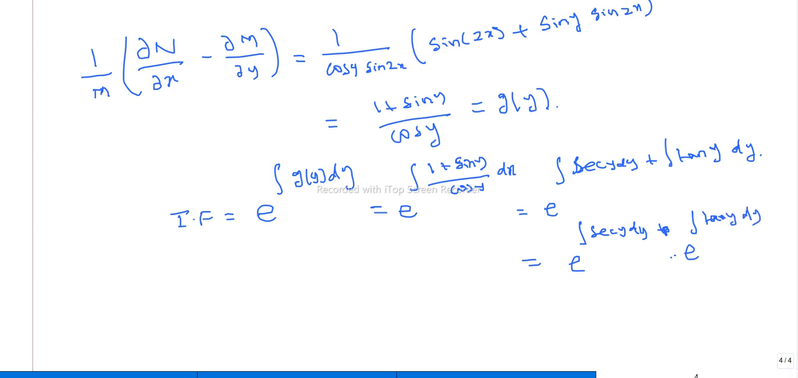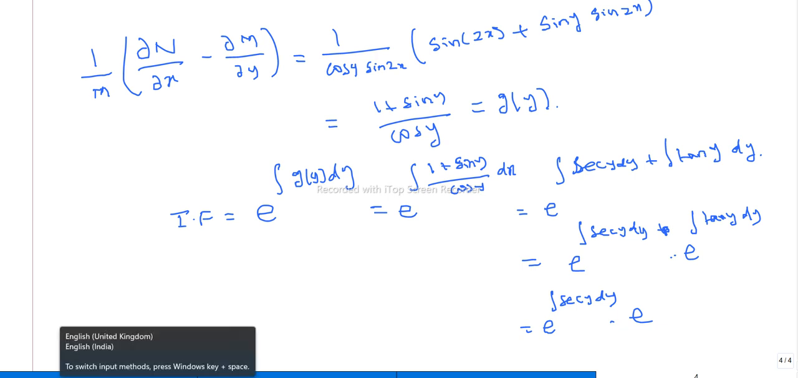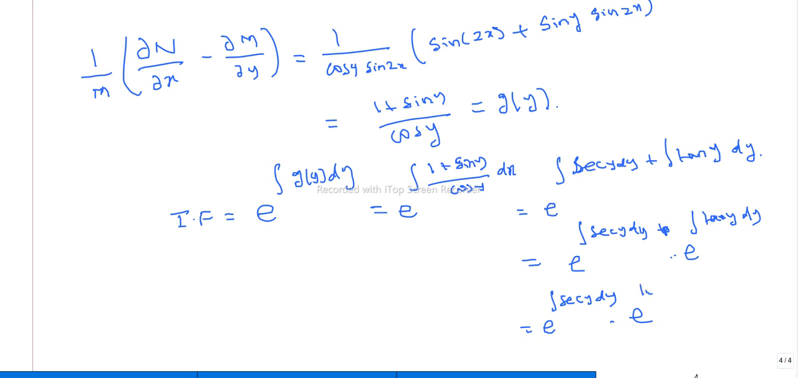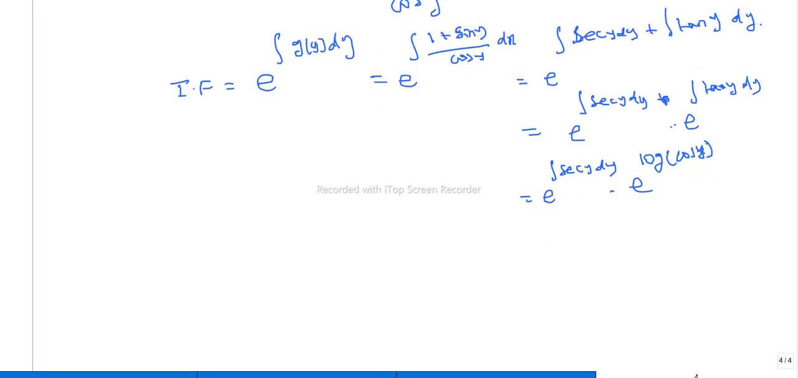So this is simple, because tan y is nothing but log of something. So e power integration of secant y dy, but what is the e power tan y? It is nothing but sin y by cos y. If you differentiate the denominator, you get the numerator, therefore we can just write log of denominator, that is log of cos y is the integration of this one. So log and e cancel, we get cos y.